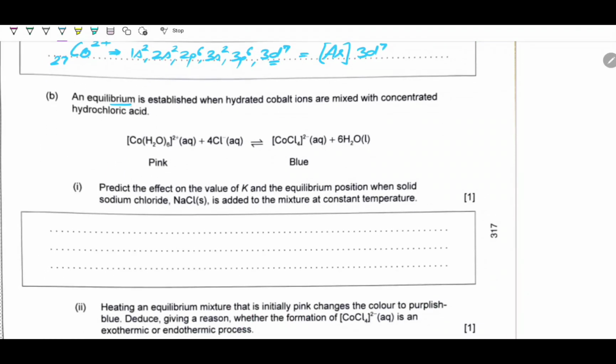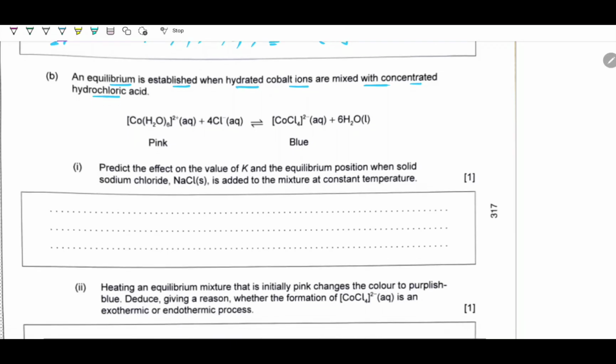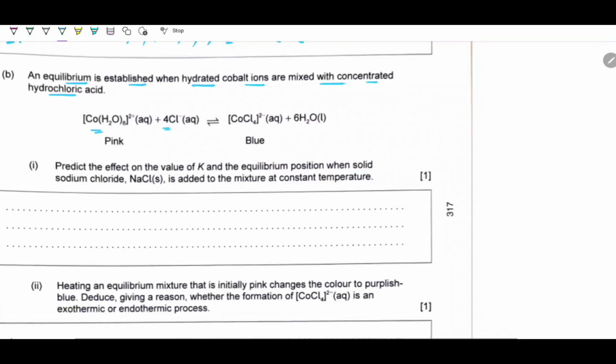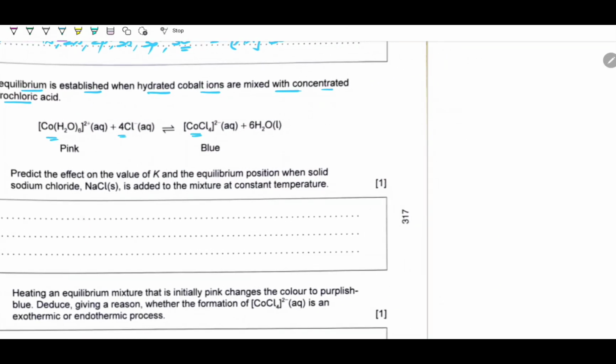Part B. An equilibrium is established when hydrated cobalt ions are mixed with concentrated HCl. The [Co(H2O)6]2+, which is pink in color, undergoes ligand exchange with the Cl minus from HCl. The water as a ligand has been exchanged by the chloride ions. Therefore, it becomes [CoCl4]2-, and the color changes from pink to blue.